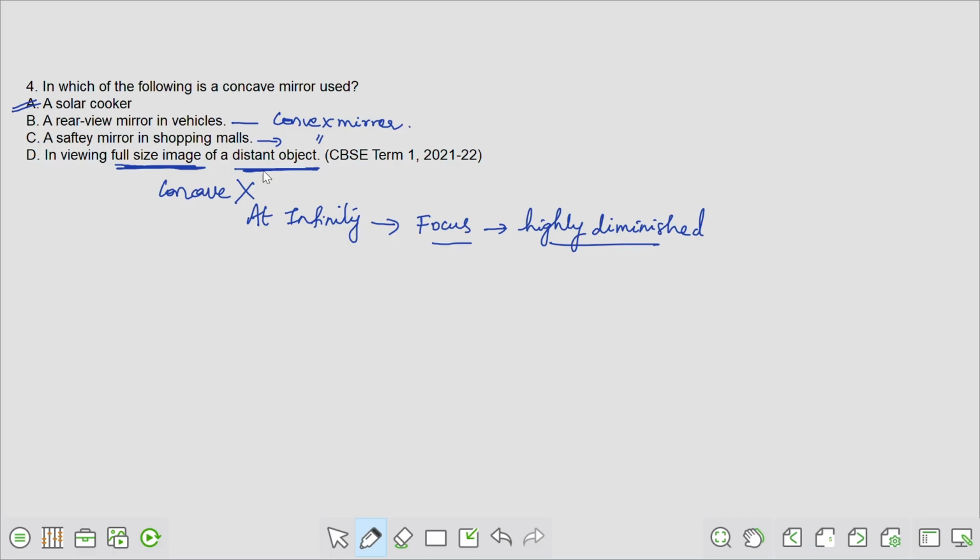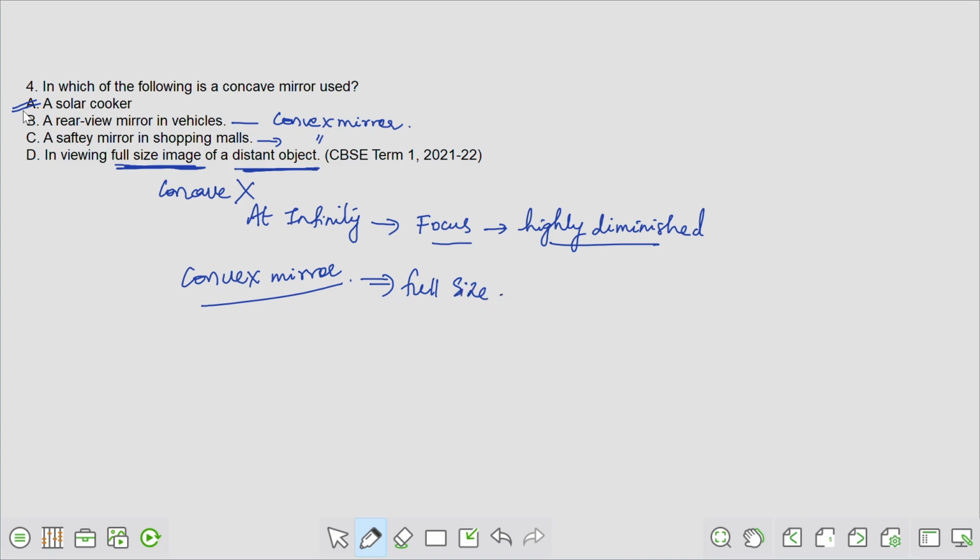But what about a convex mirror? We can use a convex mirror in this case, because a convex mirror can form virtual, erect as well as highly diminished images. Okay, the concave can also form highly diminished images, but the speciality of the convex mirror is that it can cover a wide range so that you will get the full size image.